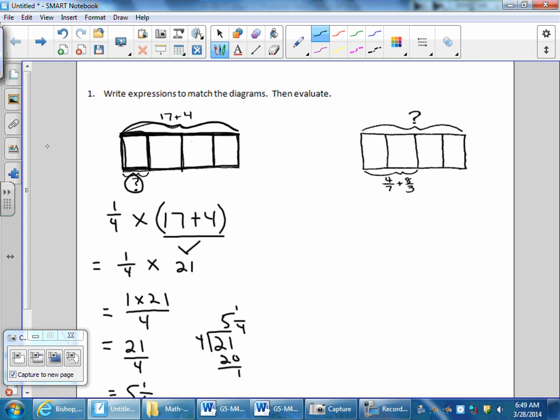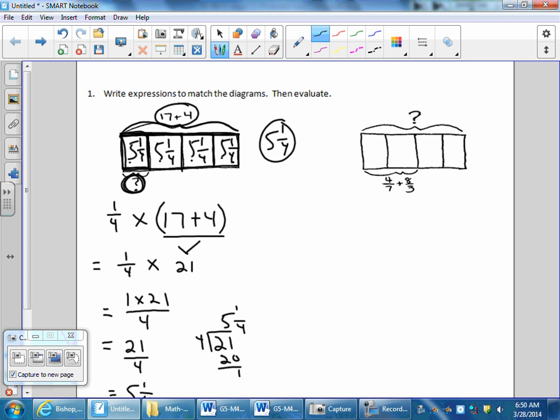Let's make sure it makes sense. If each of these is 5 and 1/4, I would have 5, 10, 15, 20. 1/4, 2/4, 3/4, 4/4. 20 and 4/4 is my 21. So I'm focused on the question mark, so my final answer is 5 and 1/4.